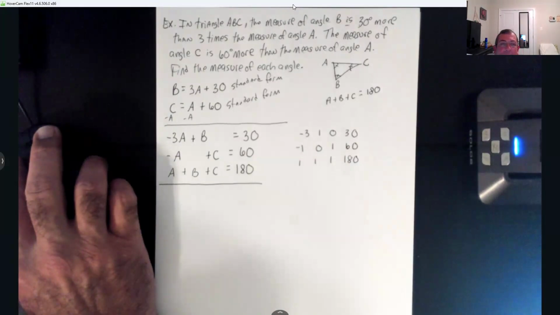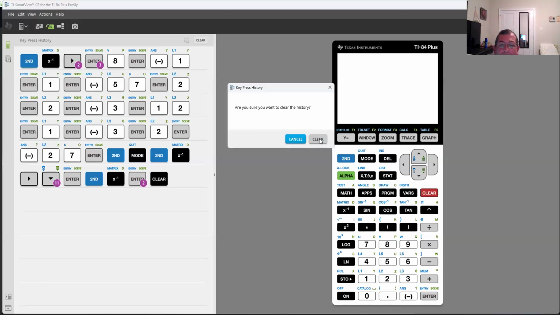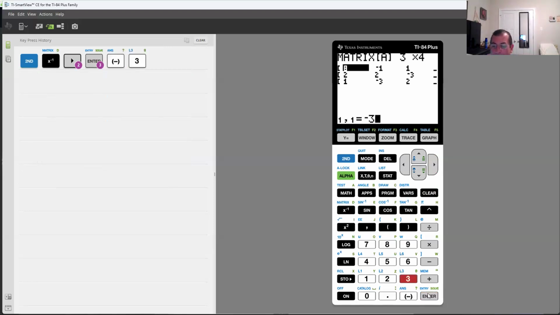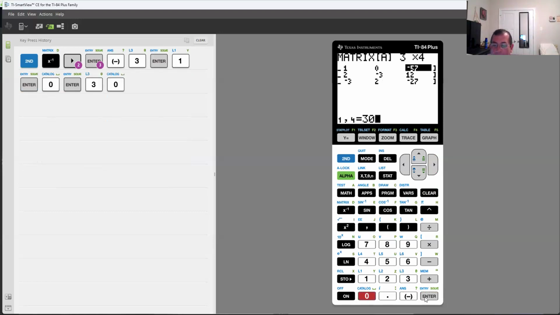All right, so let me clear everything. All right, so second, x -1, arrow over to edit. And once we got edit, hit enter. All right, so mine's still 3 by 4, so I'm just going to hit enter twice. And then let's put in our numbers. We had -3, enter. 1, enter. 0, enter. And 30, enter.